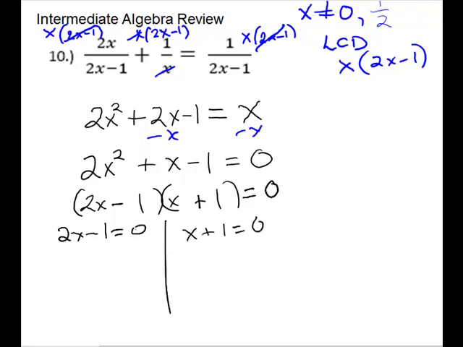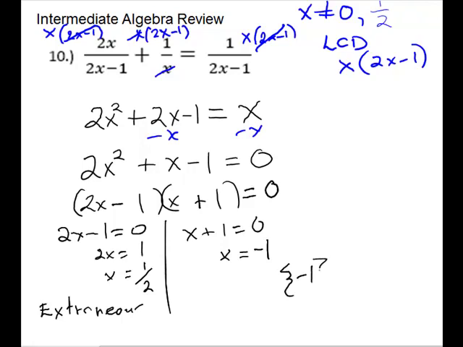For the first one, I will add the 1 to both sides and divide by 2. This has given you one of those excluded values, so we're going to not use this one. Let's see if the other one works. So we're going to subtract 1 from both sides. Right? -1 is okay. So the half is extraneous. We can't use it because it makes the denominator 0. Our solution is -1.